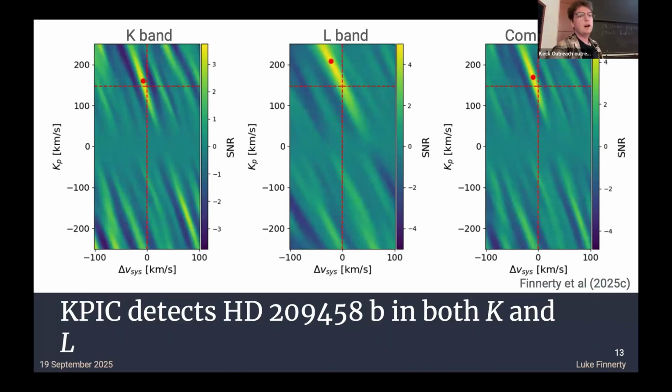So that's right. We started with one of the classic test cases, which is HD 209458b. This is sort of a benchmark hot Jupiter. We made independent detections in both the K and L band, which is great. So this is working. We can deal even with the higher background levels and lower spectral resolution in L. And then when we combine those, we get a nice little boost in the detection strength.